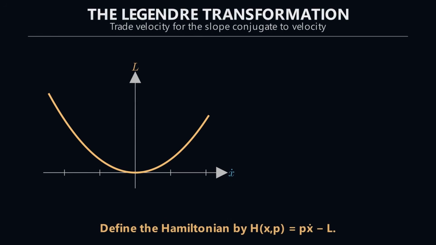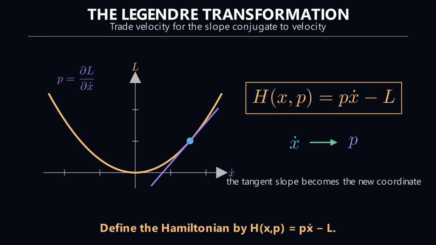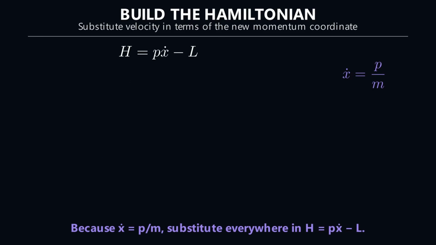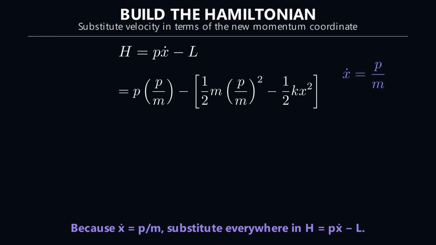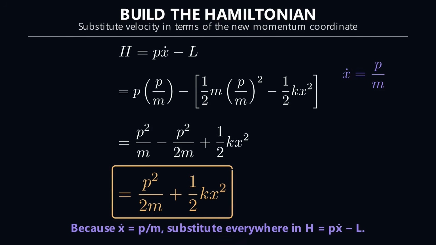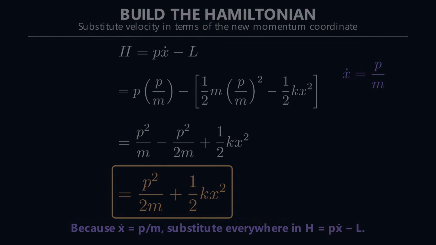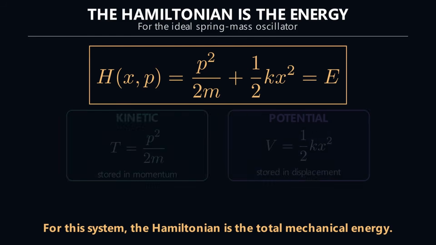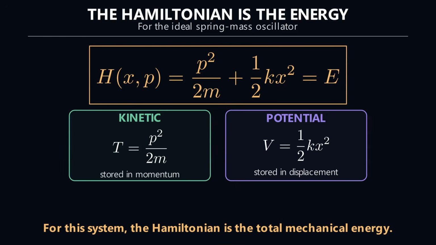We define the Hamiltonian with a Legendre transformation. The Hamiltonian H of x and p is equal to the momentum times x dot minus the Lagrangian. Because x dot is just equal to the momentum divided by mass, we obtain, for this particular system, a Hamiltonian that works out to be the total mechanical energy.